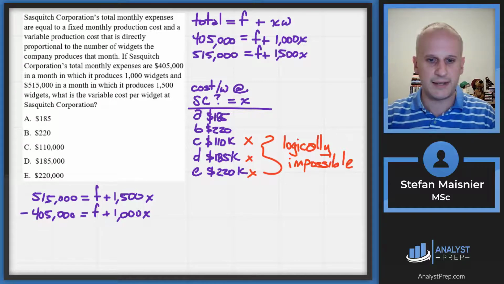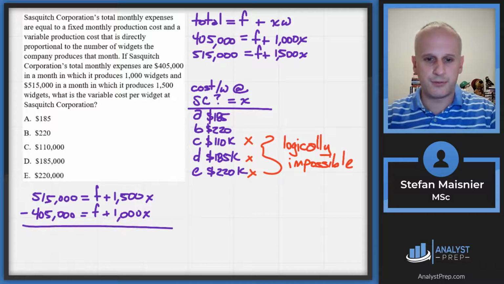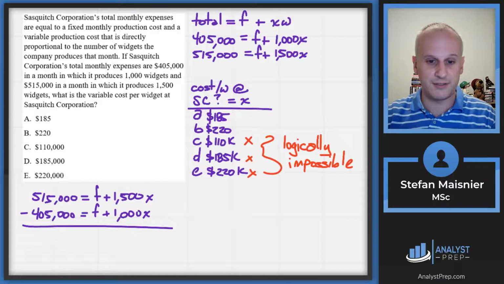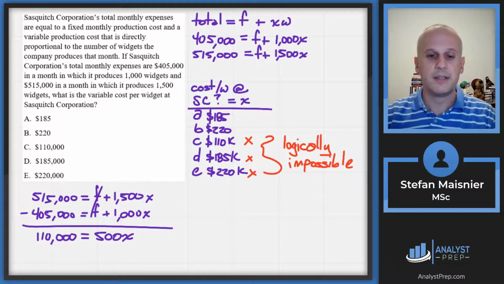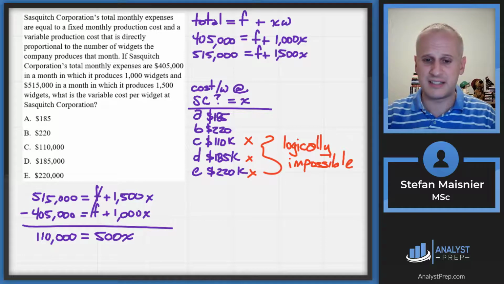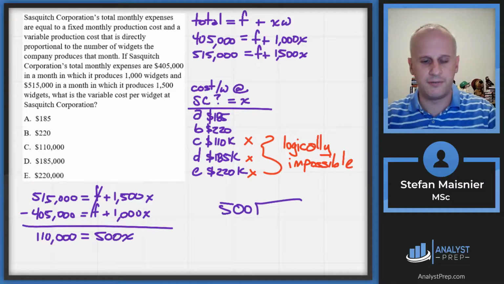So we subtract our two equations, the bottom one from the top. And 515 minus 405 is just going to be 110, and we bring down the 1,000. We subtract F from F, so the F's are gone. And then 1,500x minus 1,000x is just 500x. So then we can do the long division, honestly. It's not that difficult. It's really just bad marketing on the part of division.